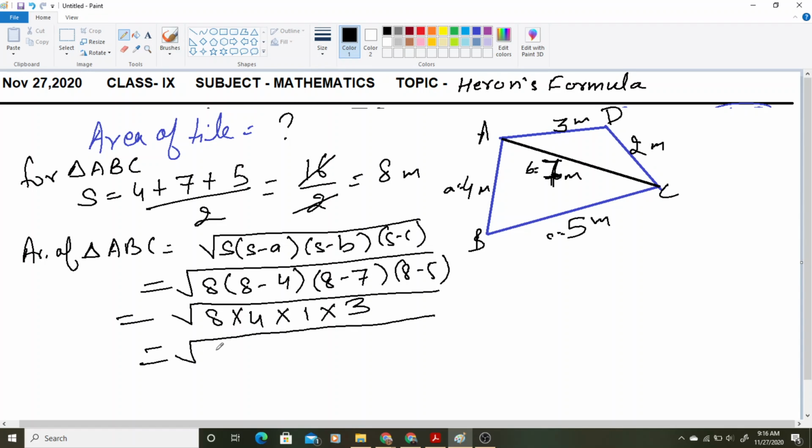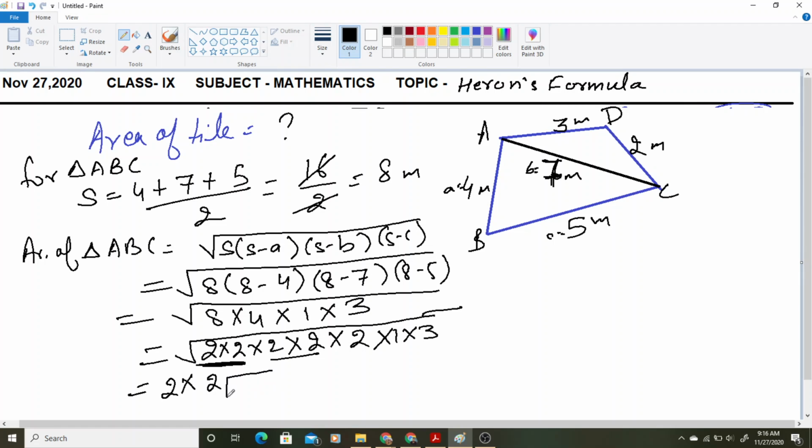If you do the prime factors of 8, it will be 2 into 2 into 2. See, 2 2s are 4, 2 4s are 8. Then the prime factors of this 4, we will get 2 into 2. Then 1 we will write the same, then 3 the same, because we can't split it. Now we will make the pairs. See, these two are making a pair, so one of them will come out. These two are making a pair, one of them will come out.